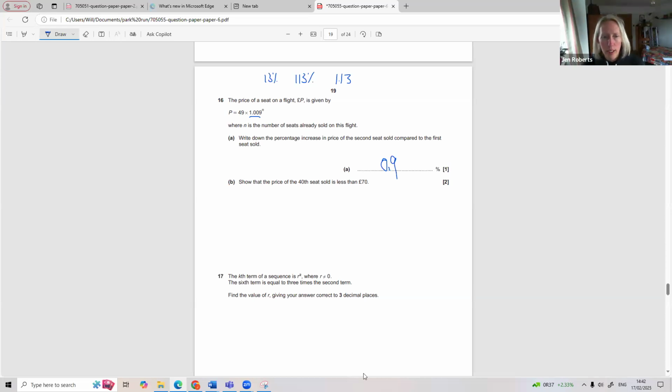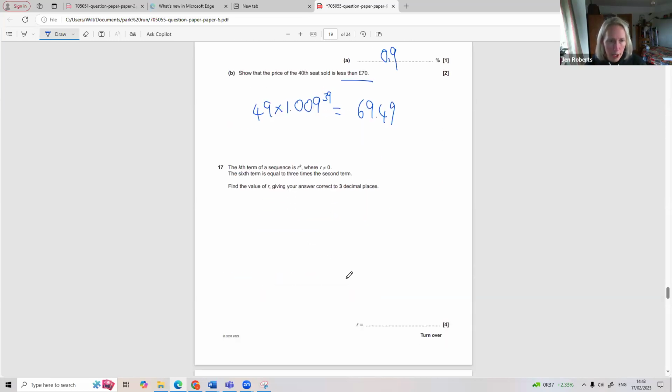Show that the price of the 40th seat sold is less than £70. Well, this formula works for the number of seats already sold on the flight. If you're buying the 40th seat, N would be 39. So we need 49 times 1.009 to the power 39. Which gives you 69.49, which is less than £70.